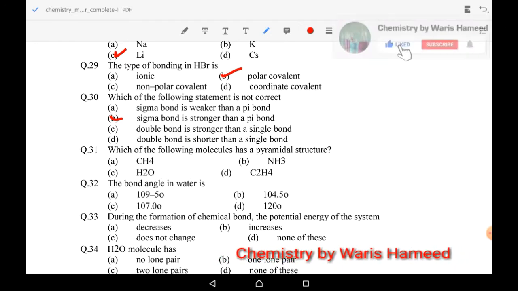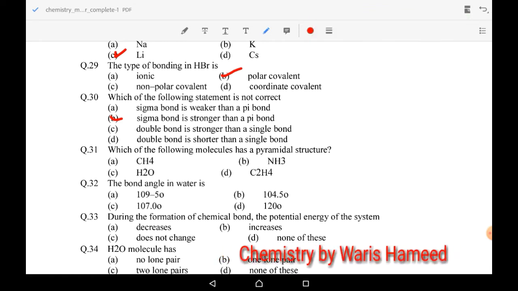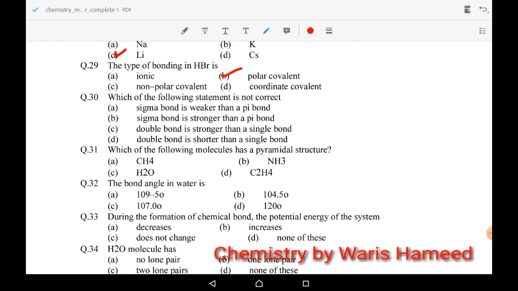First will be the correct option for this MCQ, because the statement is wrong. Which of the following statements is not correct? So the first statement is not correct. All three statements are correct ones, so its correct option is A.